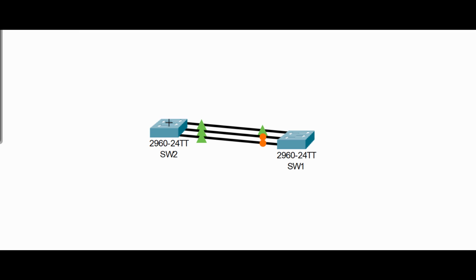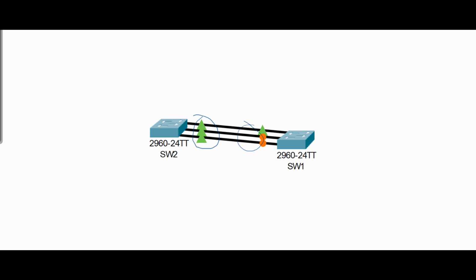Once you configure EtherChannel, you group these links together, as you can visualize here. STP is going to see these three links as one logical interface, just one. All the ports in here are going to be in the forwarding state, but acting as one, so as to prevent loops.